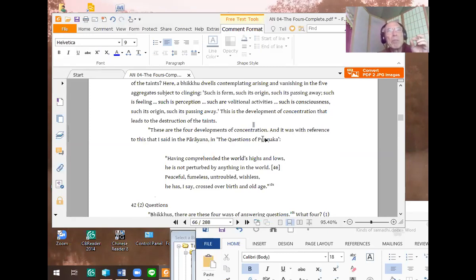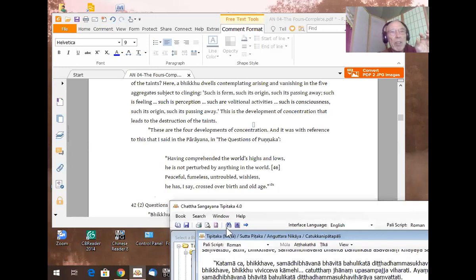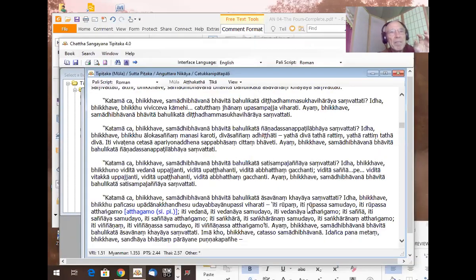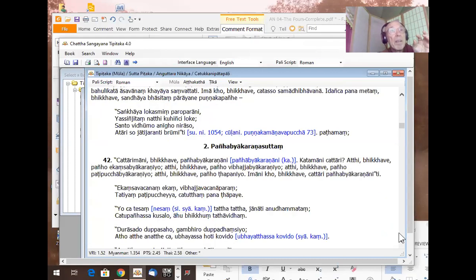And one of those Brahmins was named Punaka, and he asked his questions, and in response to one of those questions, the Buddha said, let's get the Pali, it's very beautiful in the Pali. Sankhaya lokasmin paroparani, yassinjitam natthi kuhinci loke, santo vidhumo anigho nirASO, atari so jatijaranti brumi.